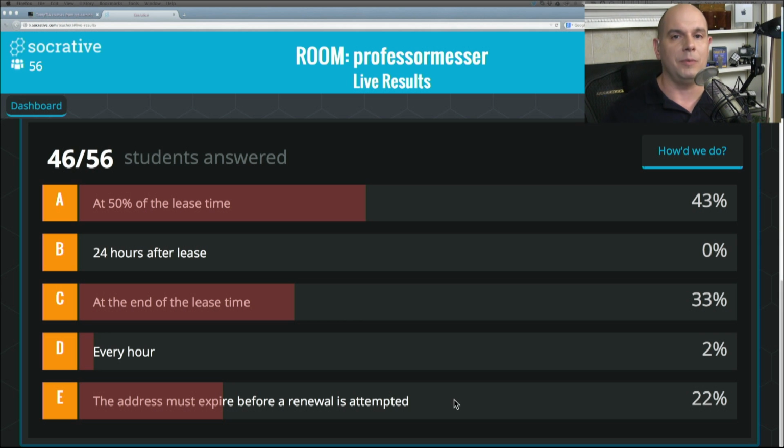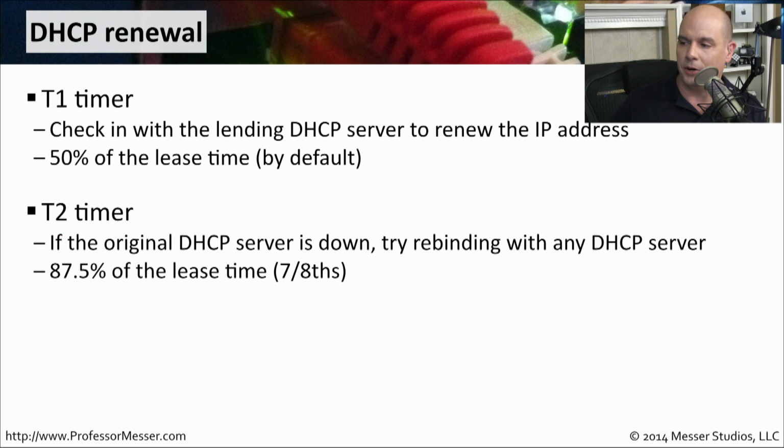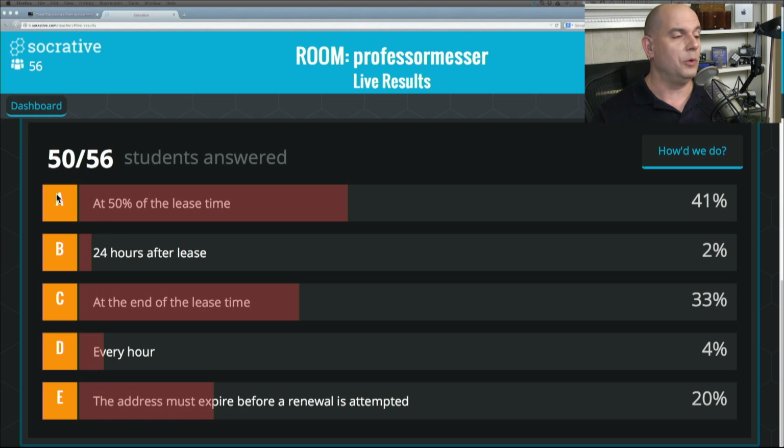There are two important timers you need to know about for DHCP for your Network Plus exam. The first timer is the T1 timer. Once you get a lease, you get an IP address, it is given a lease time. The lease time for the address is configured on the DHCP server, generally by your DHCP server administrator. And by default, your DHCP client on your computer will wait until 50% of that lease time is up before it attempts to renew. So to spoil the surprise right off the bat, if you answered A, at 50% of the lease time, you would be absolutely correct. That is the correct response for this.